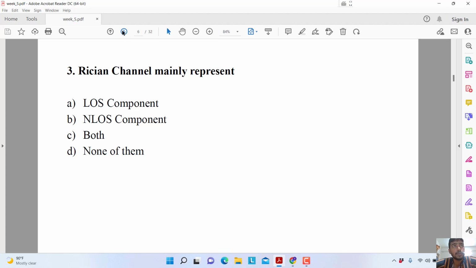Question number 3 is a theoretical question. The question is: does the Rician channel mainly represent the LOS component, NLOS component, both, or none of them? As you know, we have various channels: Rayleigh, Rician, Nakagami. So you have to tell which type of component the Rician channel mainly represents. So guys, read it and comment your answer. You can comment, you can speak. I'm waiting for a response.